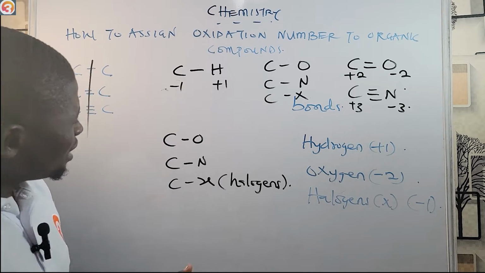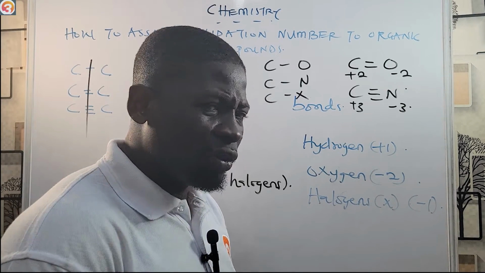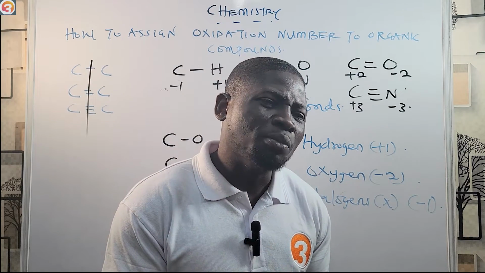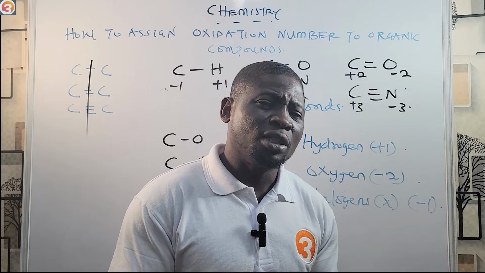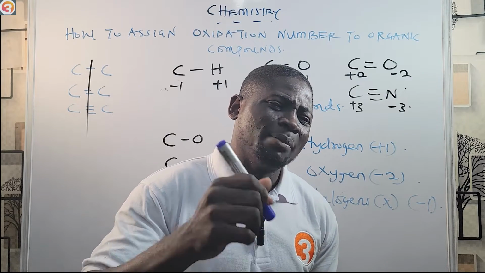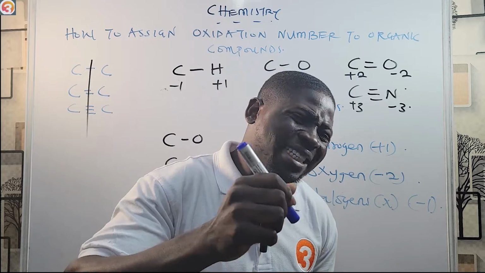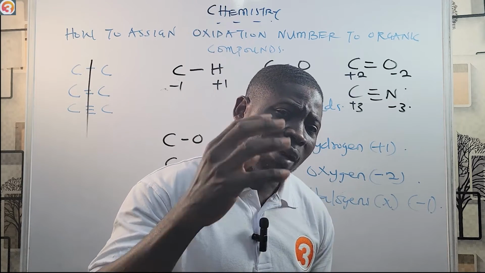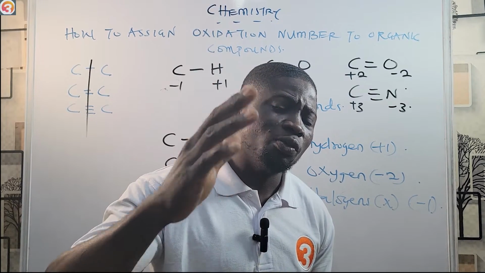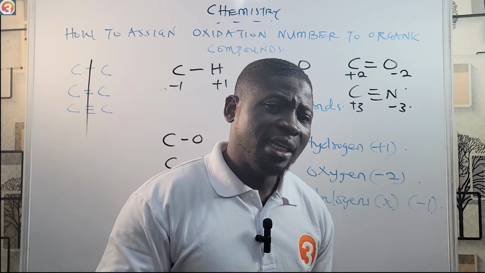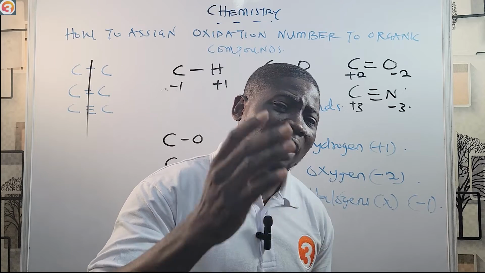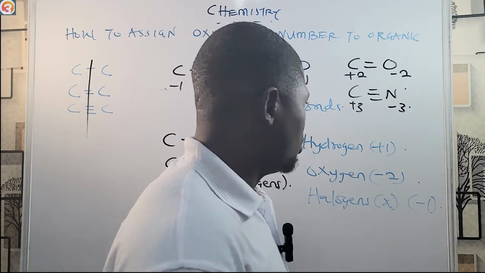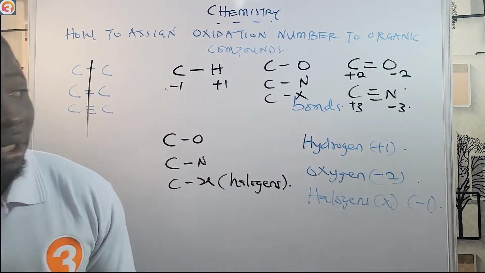All right, now let's also use an example to push this further. Remember, I've told you that when there is more than one carbon atom in an organic compound and you want to determine the oxidation number, first of all we need to determine the oxidation number of each of the carbon atoms. If there are 3 carbon atoms, they will have 3 oxidation numbers. If there are 4 carbon atoms, each of the 4 carbon atoms will have an oxidation number. So let us show an example to drive this home.